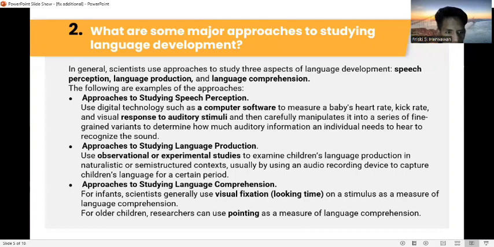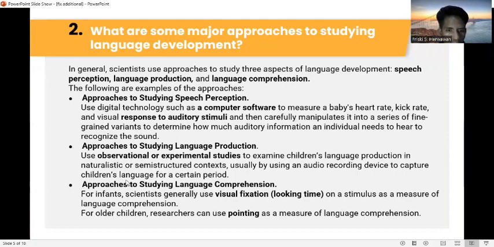And approaches to studying language production. The approaches that scientists usually use are observational or experimental approaches to examine children's language production. Usually, scientists use an audio recording device to capture children's language for a certain period. For example, scientists use a tape recorder to record a young boy's conversation with his family over 2 years. And from that recorded audio, the scientists can identify the language production of the boy, such as at what age the boy can produce certain sounds or certain language skills.